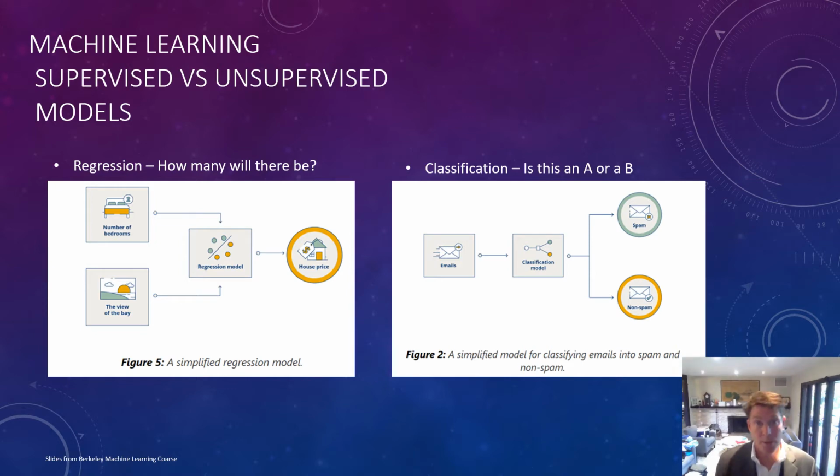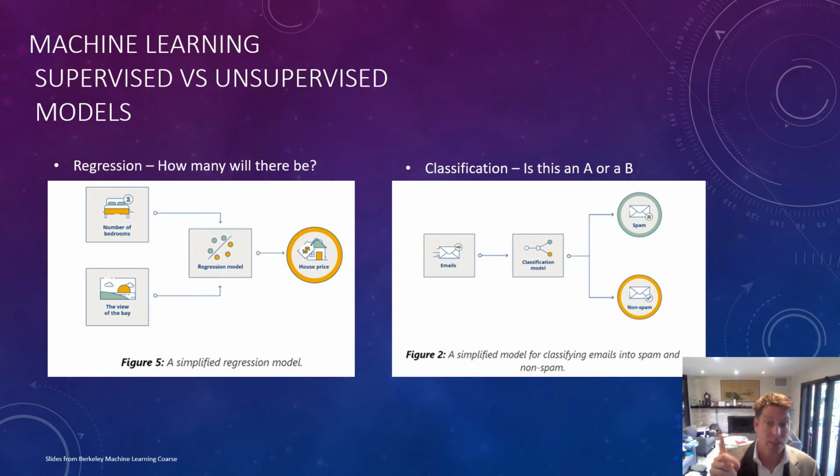supervised versus unsupervised models. These two are the simplest ones. I grabbed them from my machine learning class. These are their slides, but the simplest one is regression. How many will there be? So we have the number of bedrooms. You also have whether this house is by the bay. You have the location, and you can predict approximately what the house price is for regression.